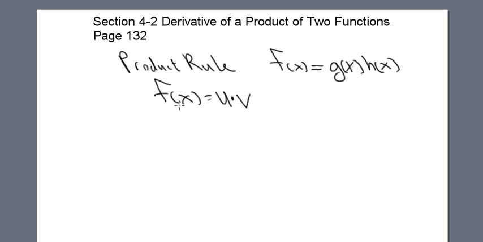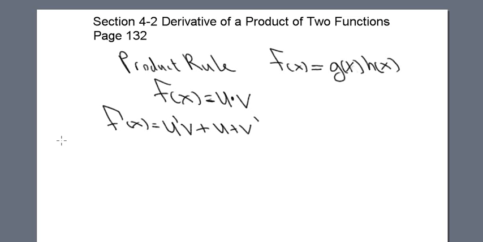So if this is our function, a function of two components multiplied together, then the derivative of this function is the derivative of the first component times the second component plus the first component times the derivative of the second component. So it's pretty simple finding the derivative using the product rule. Okay, it's not a hard task. So let's take a look.